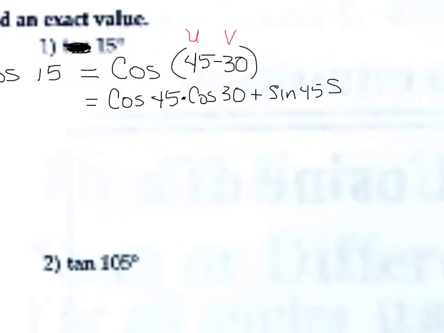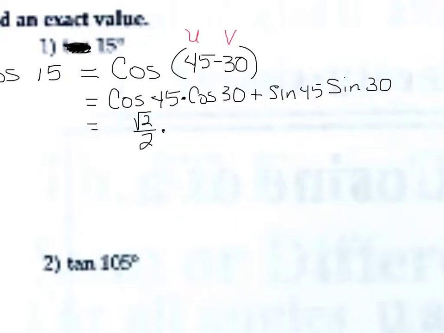And it's plus because you always do the opposite? You always do the opposite on cosine. In sine, you do the same thing. Okay, so then we need to know what cosine of 45 is. Do you remember what cosine of 45 is? That's it. It's the square root of 2 over 2, times square root of 3 over 2.